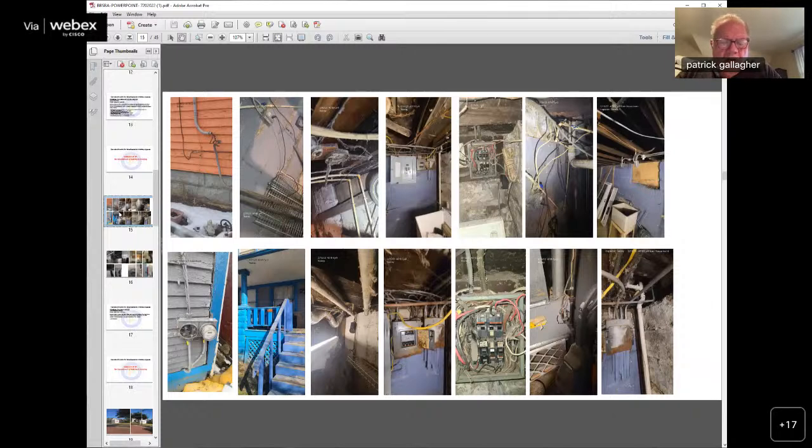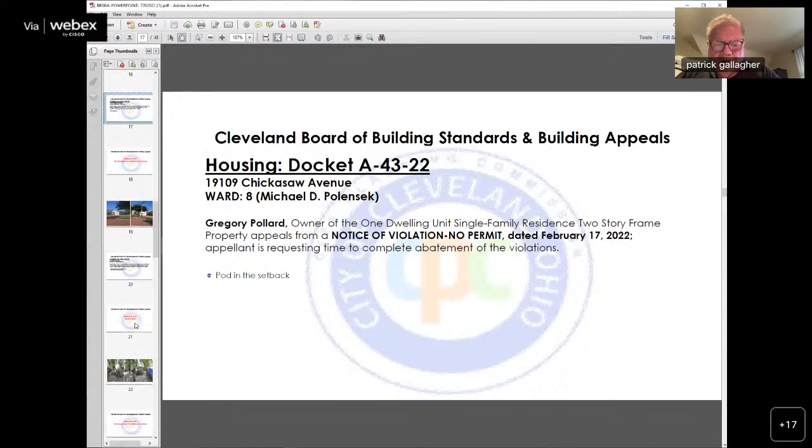Thank you. All right, we'll call the next docket, A4322, 19109 Chickasaw Avenue. Application and fees are in order. Notice of violation is no permit, issued on February 17th of 2022. Appeal statement received March 18th of 2022, requesting more time to abate the violations. Present for the hearing, Tom Vanover, Building and Housing, Patricia Ashton, Law. With the appellant or his or her representative, please state your name for the record.